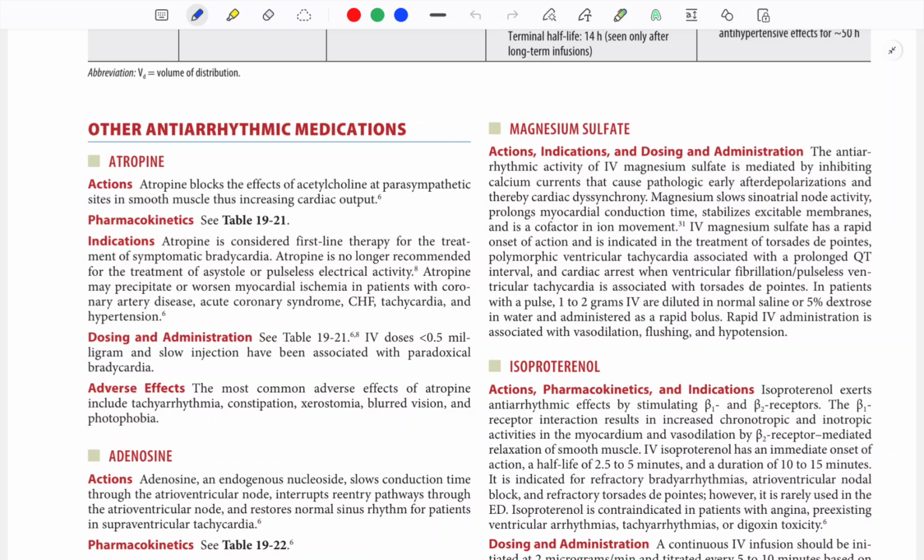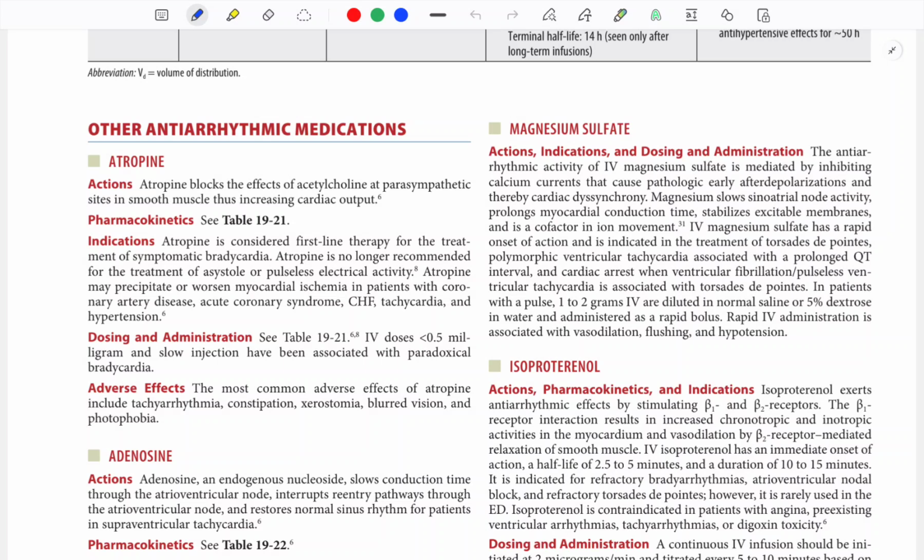Next is isoproterenol. It is a beta 1 and beta 2 stimulator. It is rarely used in emergency. It is mostly used in refractory bradycardia, AV block, and refractory torsades. However, it is contraindicated in patients with angina, pre-existing ventricular arrhythmias, tachyarrhythmias, or digoxin toxicity. The side effects are hypotension, PVC, tachycardia, ventricular arrhythmia, dyspnea, and pulmonary edema. So because of so many side effects, we do not use it in emergency.